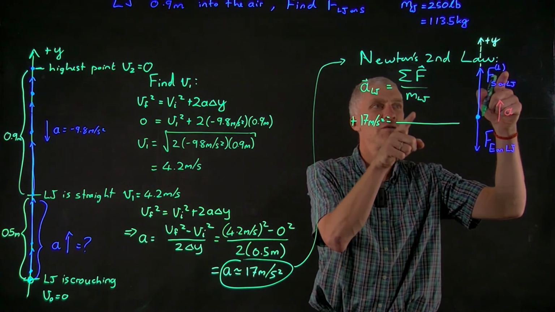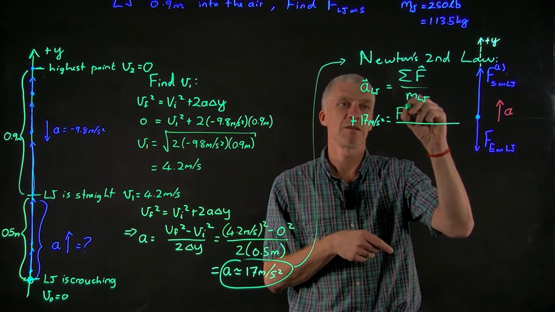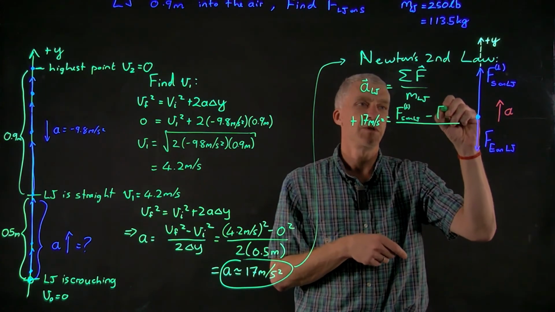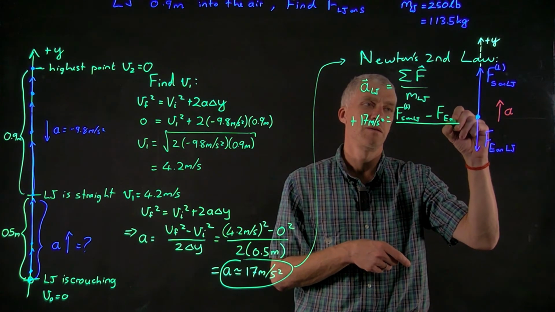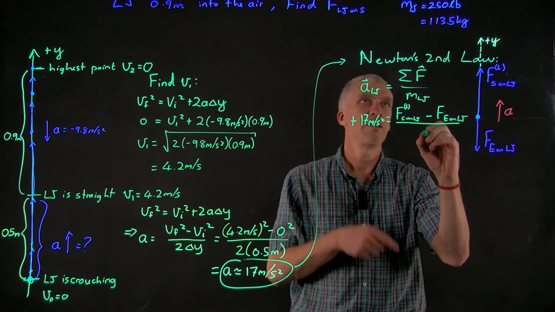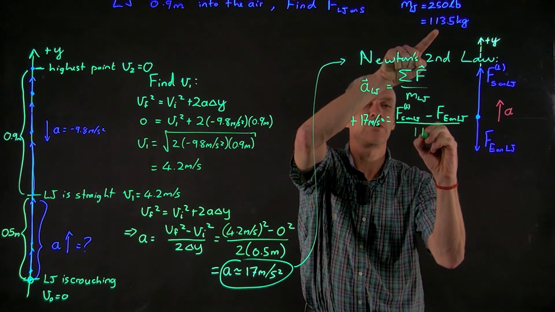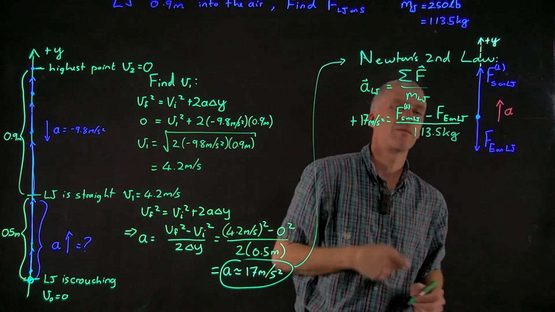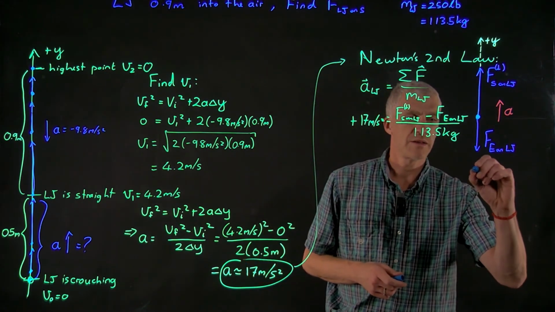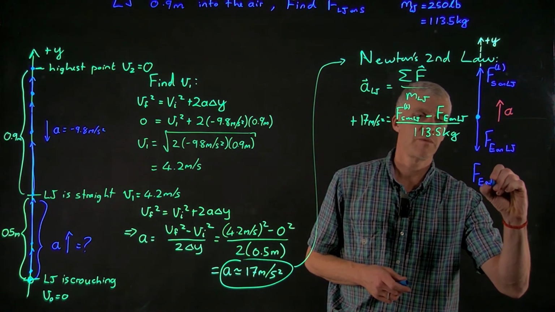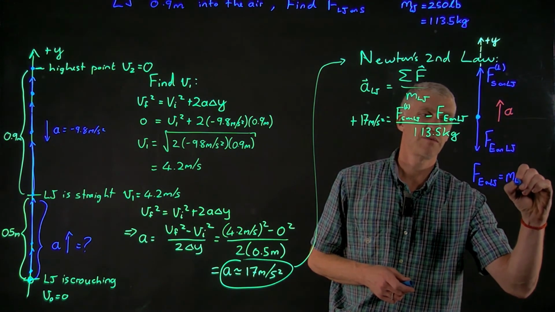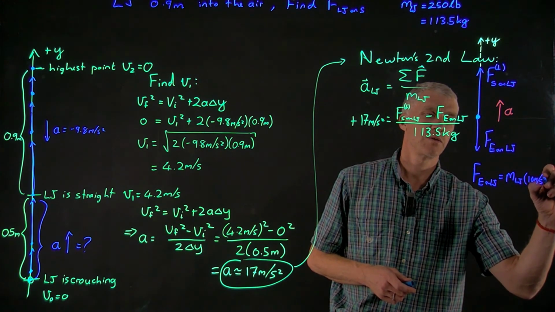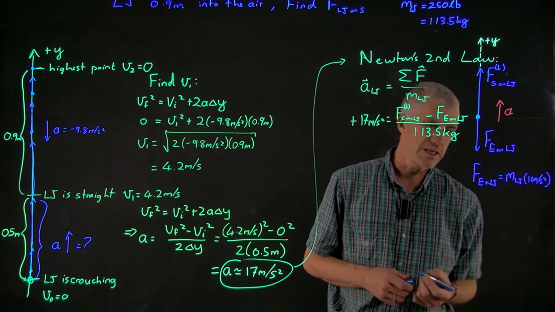There's a positive force exerted by the surface minus the force exerted by the Earth divided by the mass of LeBron James, which is 113.5 kilograms. The next thing I need to do is to remember that the force exerted by the Earth on LeBron James is going to be equal to the mass of LeBron James times 10 meters per second squared, or 9.8. I don't really care.